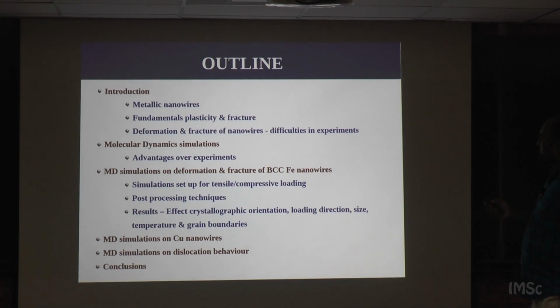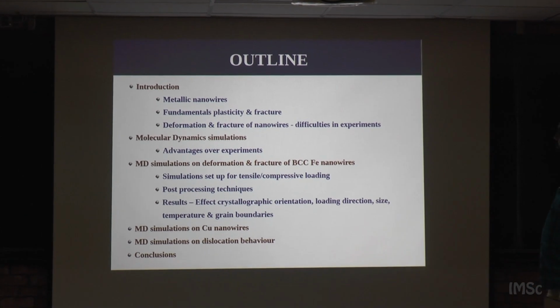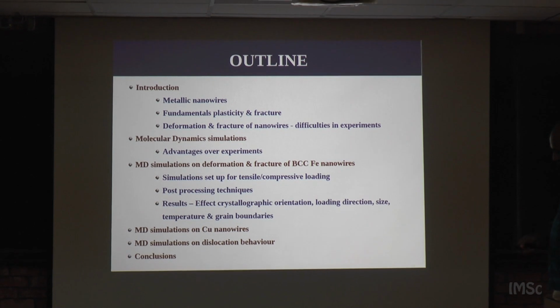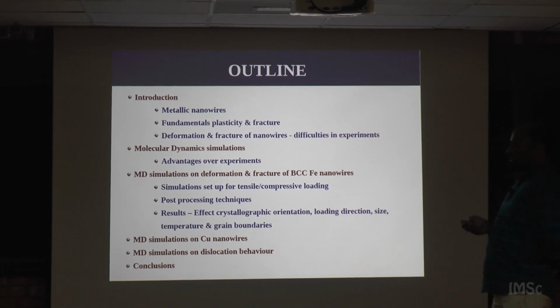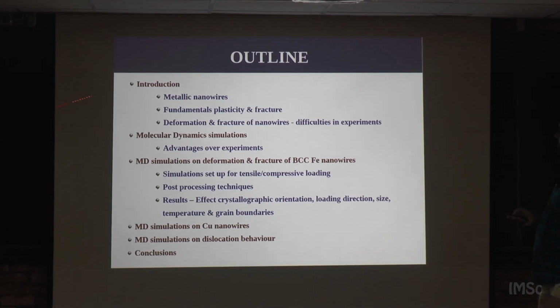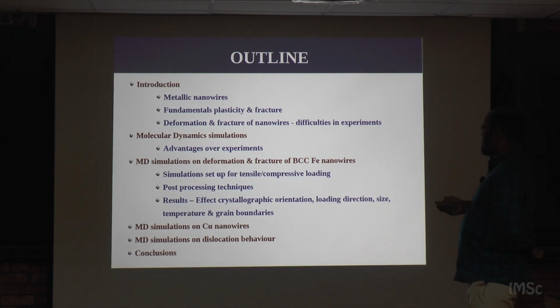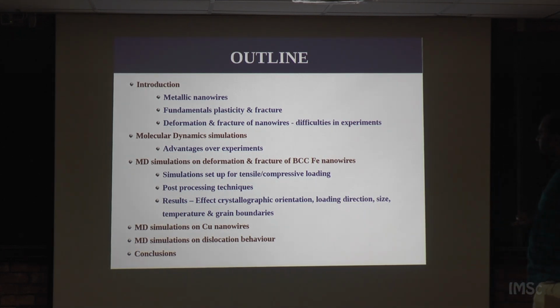So, this is the outline of my talk. First, I will introduce what metallic nanowires are, and then a little bit of plasticity and fracture, and then the deformation and fracture of nanowires. What are the difficulties arising out of experiments, which lead us to look for an alternative like simulations, which have an advantage in many aspects over the experiments.